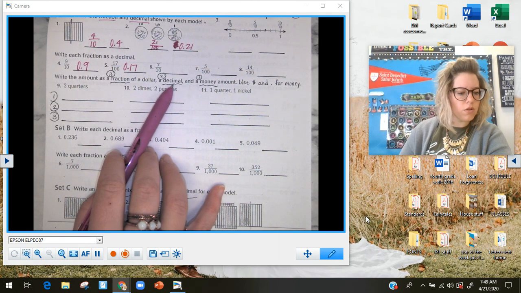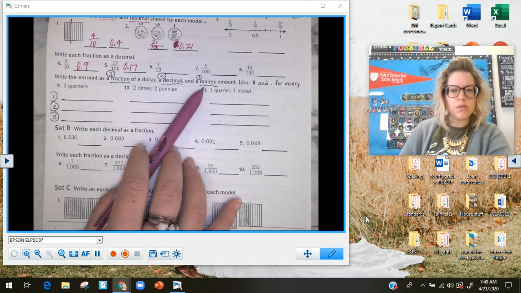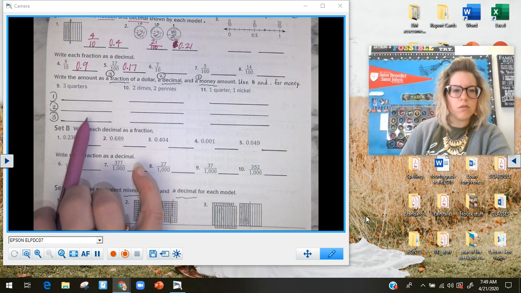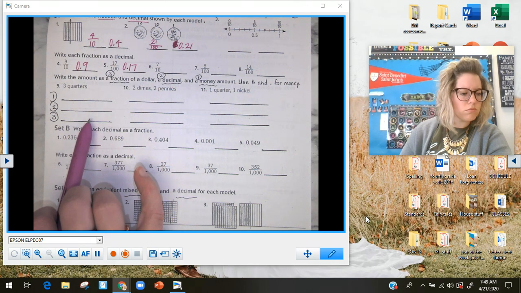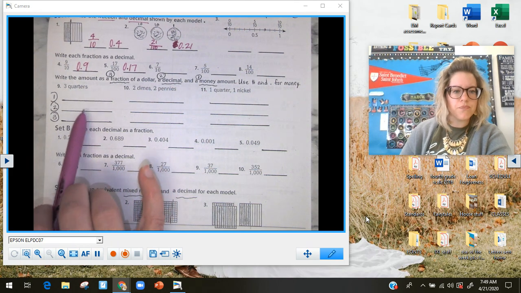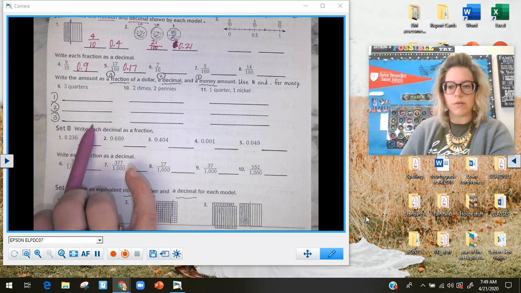decimal, or what do they want first? Oh, I see. So you write it like this. Okay, I was getting confused for a second.